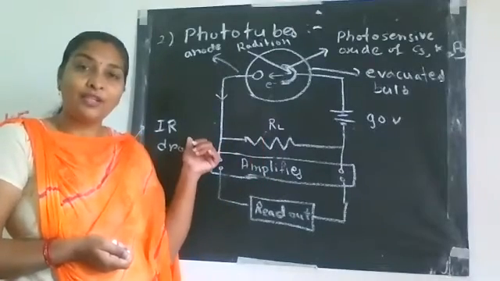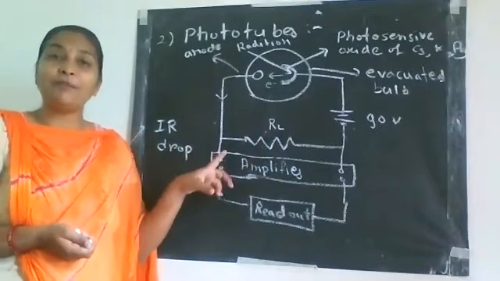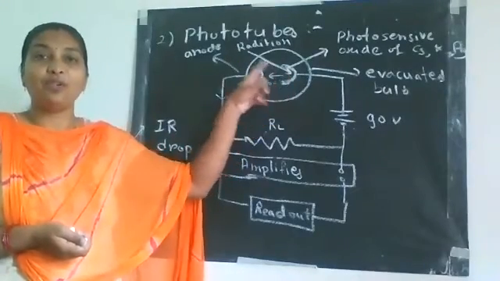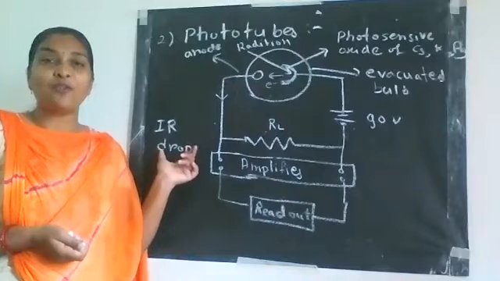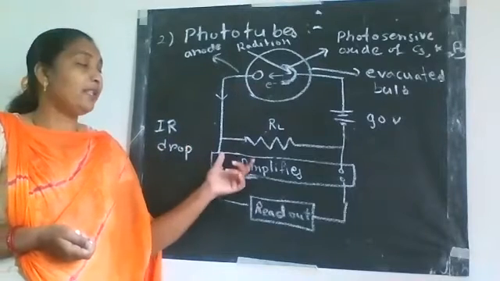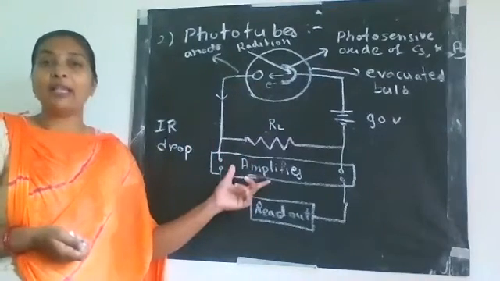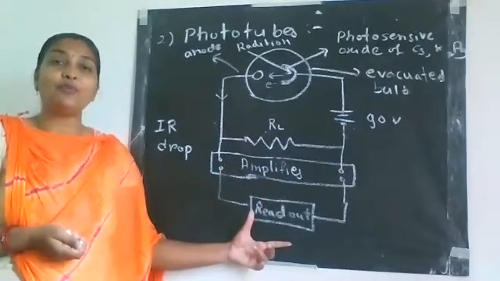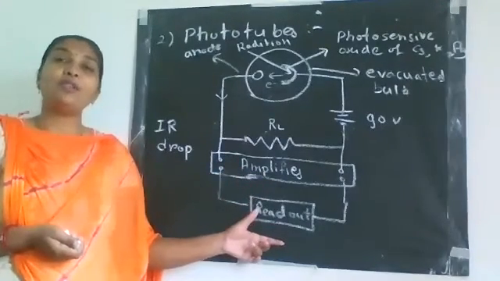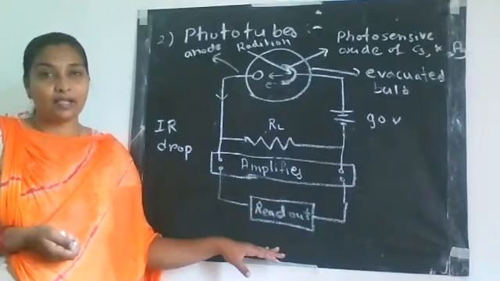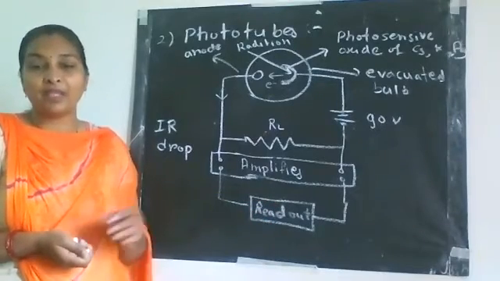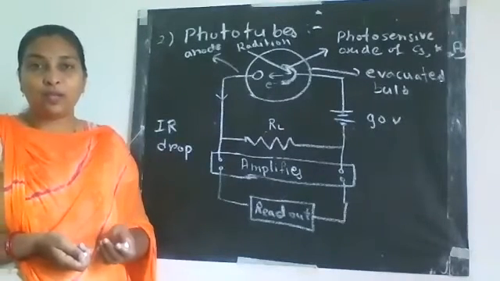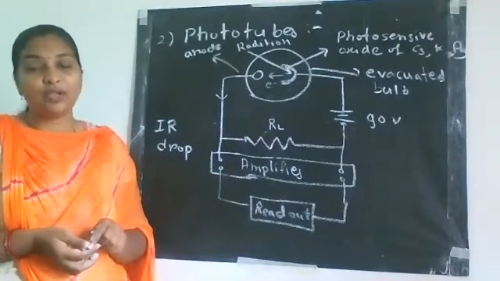Okay, and the magnitude of this IR drop is directly proportional to the radiant power of the radiations. So the more intense the radiation, the more IR drop will be developed. So this signal is sent to the amplifier, and then the amplifier amplifies those signals and sends them towards the readout device, and the readout device shows whatever signal they get. Got this, phototube? Yes or no? Okay, good.